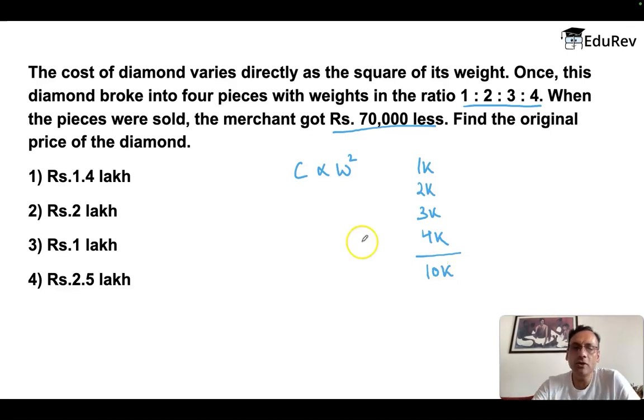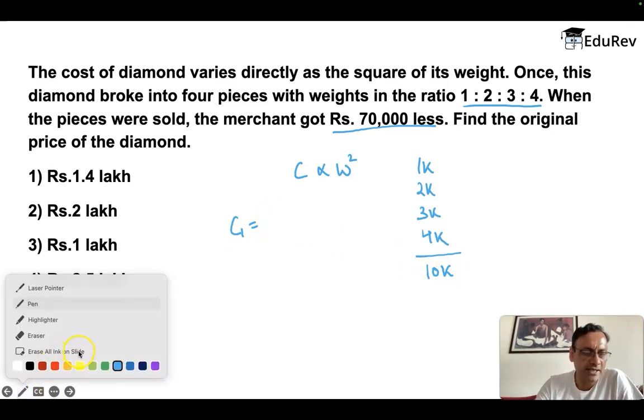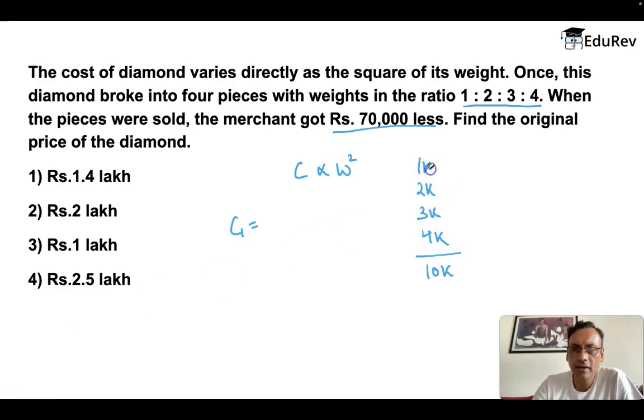Okay, so the initial cost, let's call it C1, is equal to, now I'll have to put a constant. I've already put K here, so let's put this as X instead. So the weight of the pieces is 1x, 2x, 3x, 4x. Before breakage, it would have been 10x. So the original cost would have been K into 10x whole square.